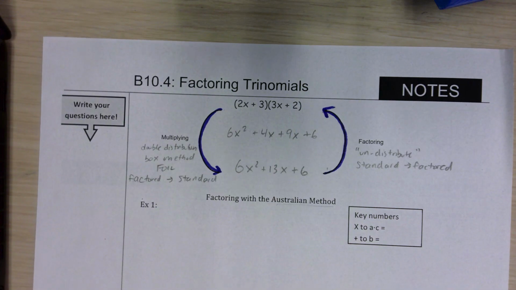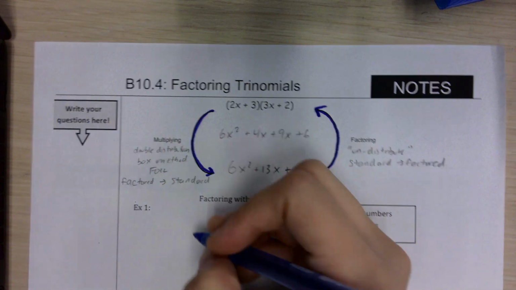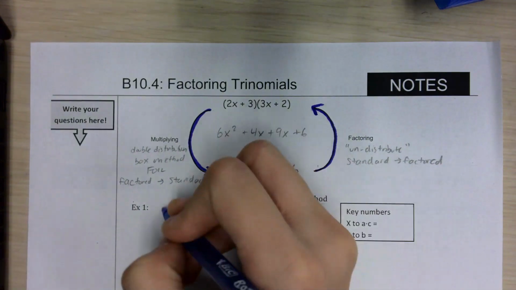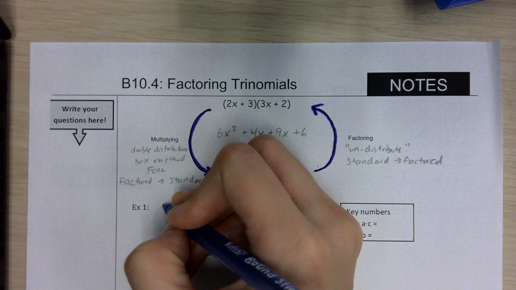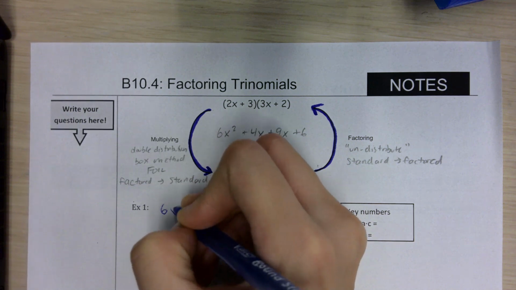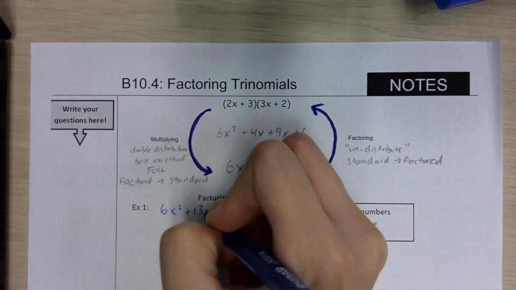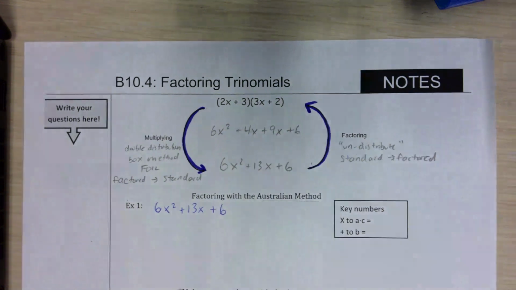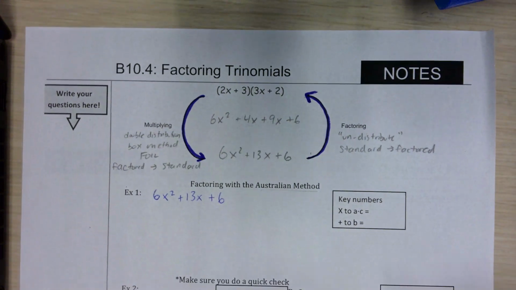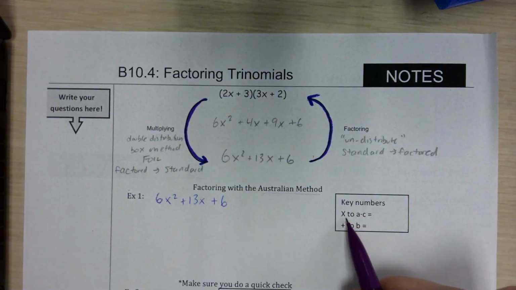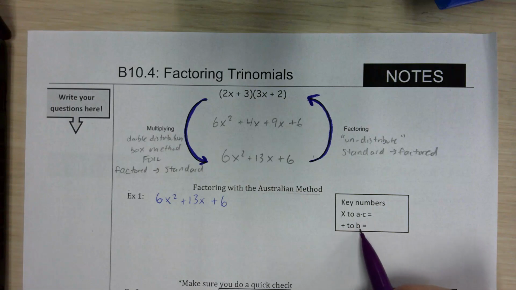Okay, so factoring with the Australian method. We're going to start with our example. Let's go back to the original: 6x squared plus 13x plus 6. This is the step that you have to do for all factoring: you have to multiply to a times c and add to b.